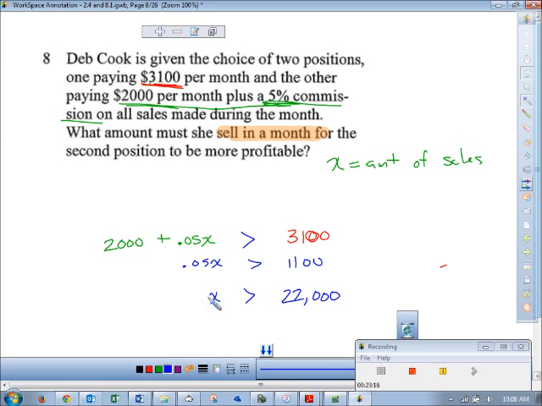22,000. So what does that say? X is the amount she's supposed to sell, right? For the green deal to be a better deal, Deb has to sell more than $22,000 worth of stuff every month. Depends on what she's selling, you know. Maybe she's selling cars, you know what I mean? So it's like, hey, that's not that big of a deal, whatever. Maybe she's selling pencils. That's a lot of pencils, you know.